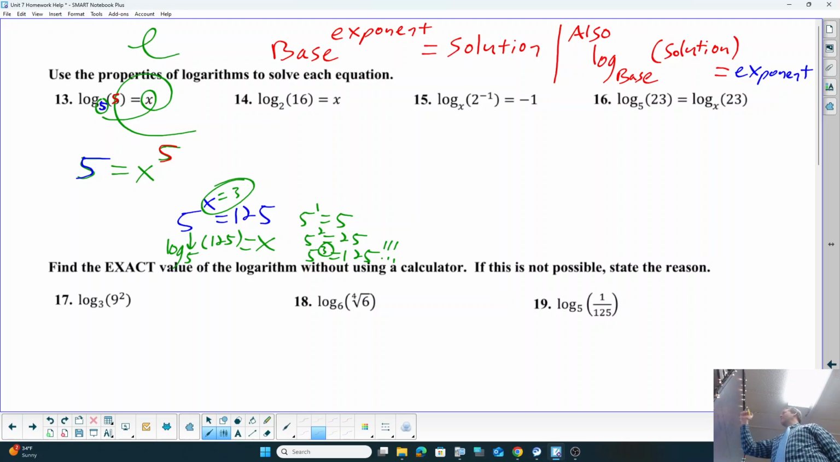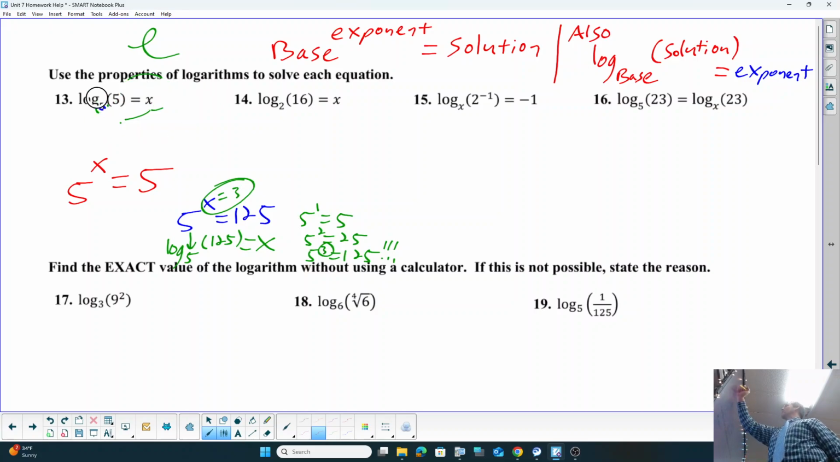That's the base, though. I messed up there. It's supposed to be the base first, so it's base to the exponent. That's going to be 5 to the x power equals 5. I'll cut that out of that video too. That video is going to be so edited. So it basically goes like this: 5 to the x power, and then equals 5.